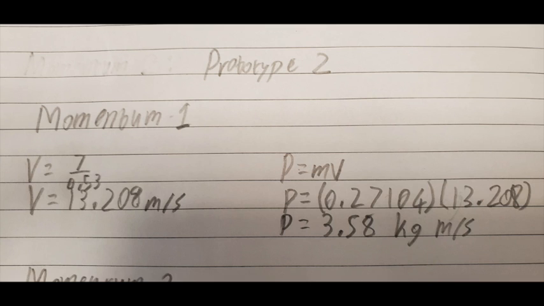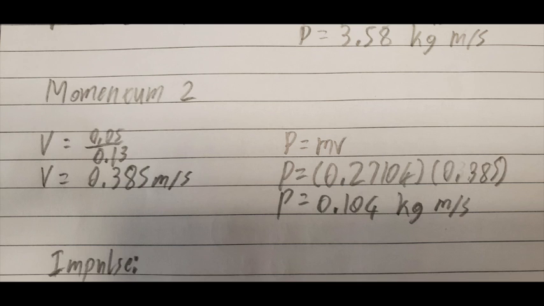Plug it into P equals mv, the mass of the object, which is 0.27104 times 0.385 meters a second, will give us a momentum of 3.58 kilogram meters a second, which is quite a large force. Then to get our impulse, or the change in velocity after the force of the ground was exerted, we take the distance of 5 centimeters or 0.05 meters and divide it by the elapsed time of 0.13 seconds, we get 0.385 meters a second.